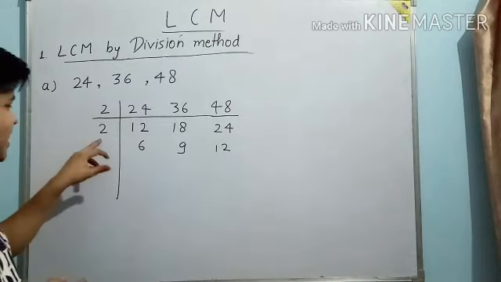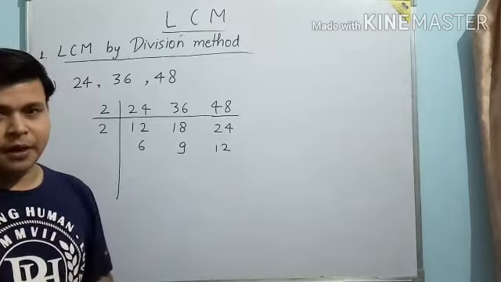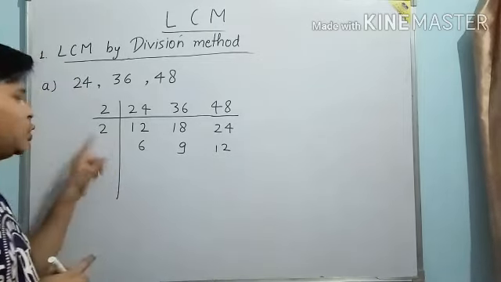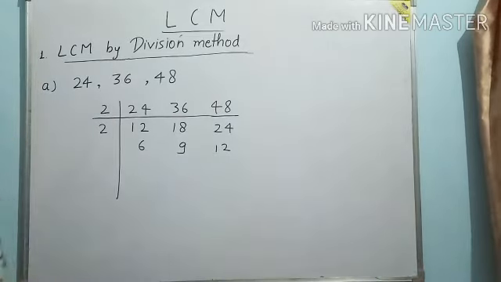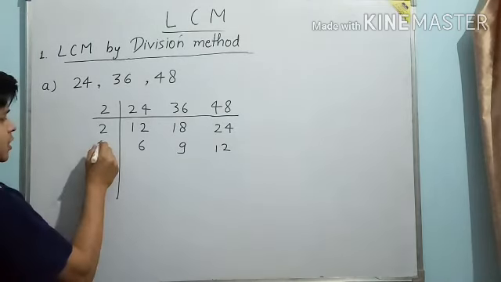Okay, that means we will keep dividing by 2 as long as we have any one number that is divisible by 2. Means if we have any single number or digit which is divisible by 2, we will continue to divide by 2. We will keep going with 2 only, right? So once again 6 and 9, 6 is divisible by 2, so we will continue with 2.